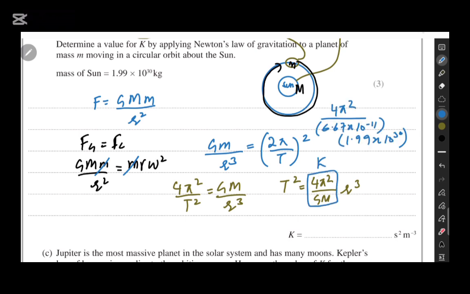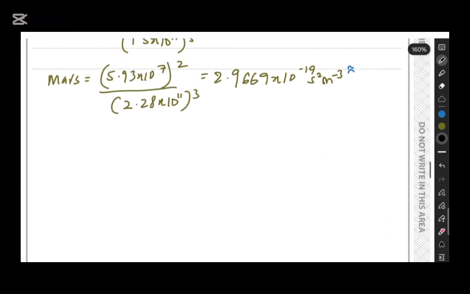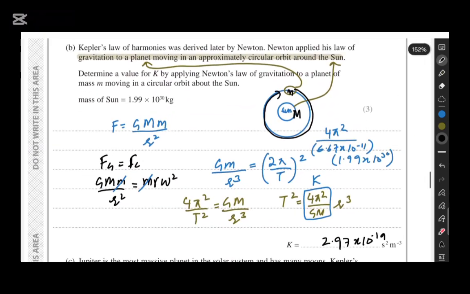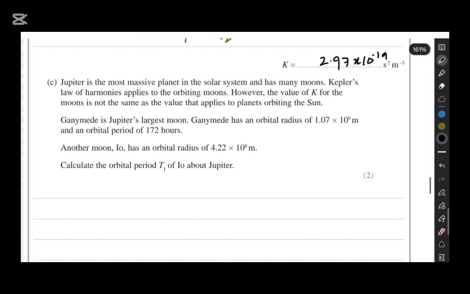So I'm going to plug in the values. I've plugged in the values. They've given me the mass of the sun already. It's right up there, and now I'm going to get my answer. I'm getting an answer of 2.97 times 10 to the power of minus 19, which is actually very similar, or actually the same, as the answers we got above. Okay, so that's how we proved this. I've shown this already in the videos as well.